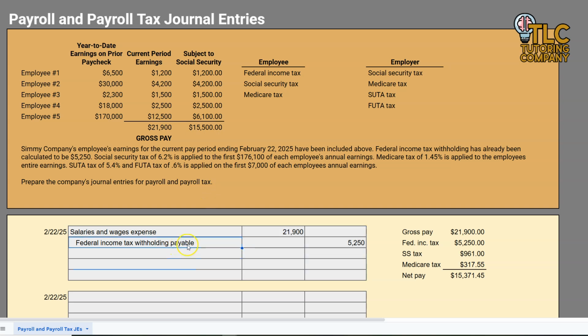This is going to be the amount that is going to be sent to the government for their federal income tax withholding. That way, when they do their tax return at the end of the year, the government knows, oh, we already have $5,250 of their federal income tax. Let's see if they owe or if they get a refund.